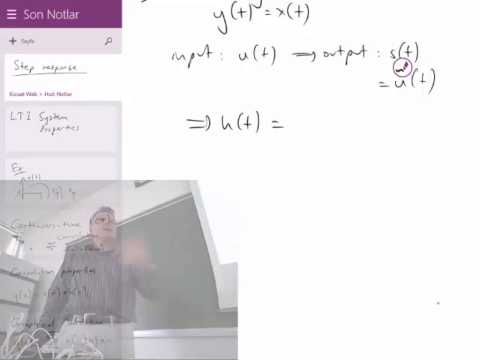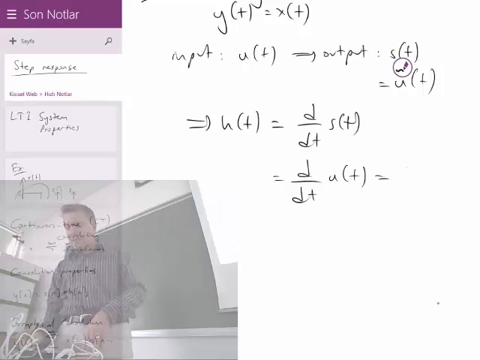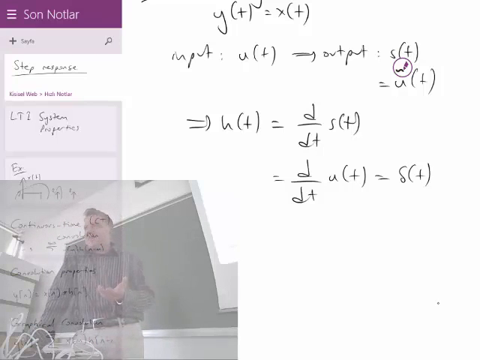The impulse response is the time derivative of the step response. So it's the time derivative of s of t, and that is the time derivative of u of t. And by definition, it's delta t, which is the impulse. So the impulse response is now delta t. The example may be too simple, and it may even be confusing because of that. But all you need to know is this: if you have a step response, you have to take the derivative to find the impulse response.